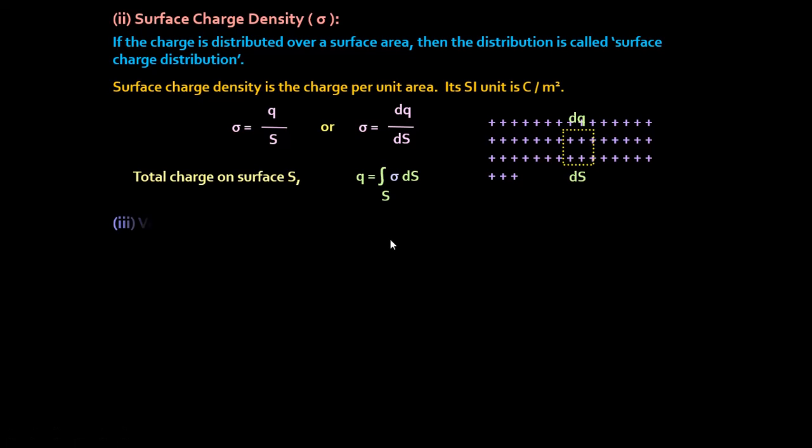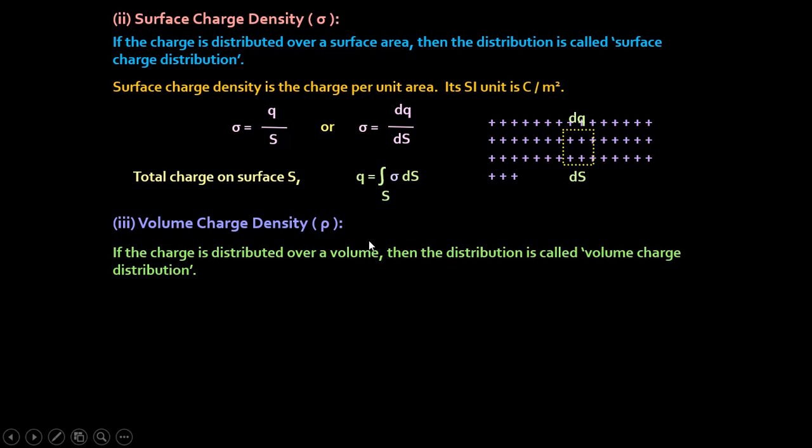And we can easily calculate the volume charge density rho. Volume charge density means you are calculating the total charge distributed over the entire volume. So just like surface charge density is charge per unit area, in the same way volume charge density is the charge per unit volume.